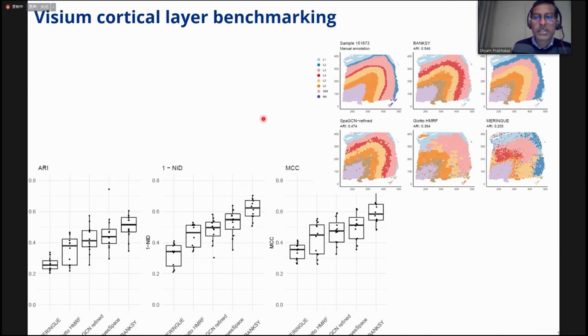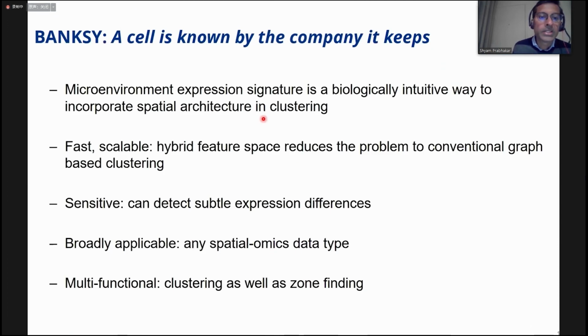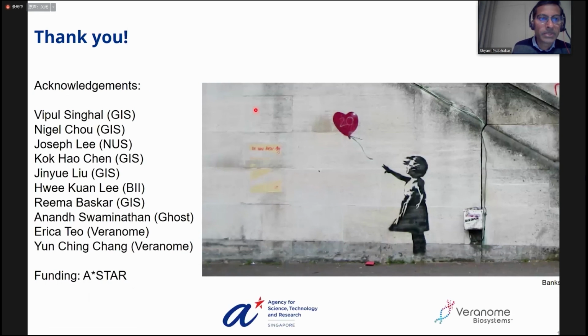So just one single algorithm, optimizing lambda, you can analyze so many different spatial omics data types, get robust results really fast, identify subtypes, identify tissue domains. And so we're very excited about BANKSY's applicability.